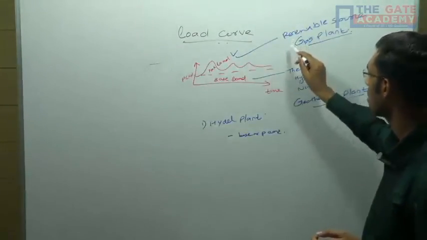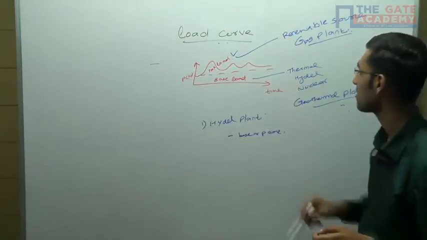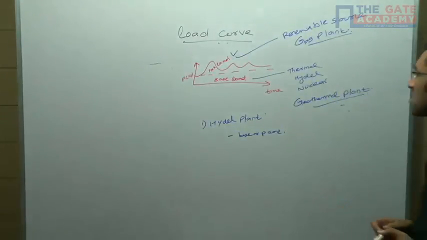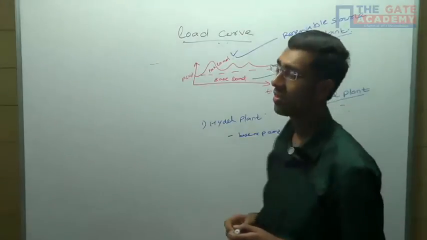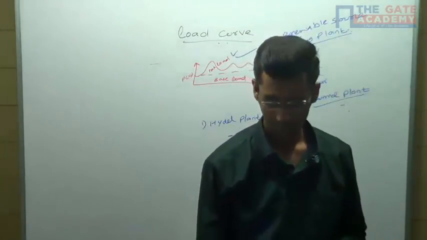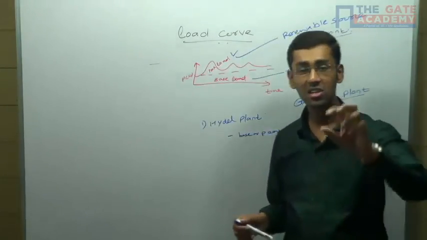Gas plant can be used as peak, hydel can be used as base or peak, but more preferably as base load. And geothermal plant is the only plant which can be utilized as a base load, even though it is a renewable source of energy. Fine? Good. Is the connection clear for you?